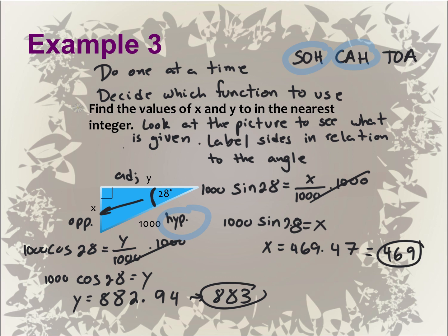Now, you can also use the Pythagorean theorem to check or find the last side if you have confidence in your first side. So if you were happy with the 469, you could have done 469 squared plus y squared equals 1,000 squared to check or to find the other answer. But if you have a calculator, I would recommend using SOHCAHTOA. It might be easier, less numbers to plug in, and it's easier to solve at the end. But if you're not confident, you can always check your work with the Pythagorean theorem.